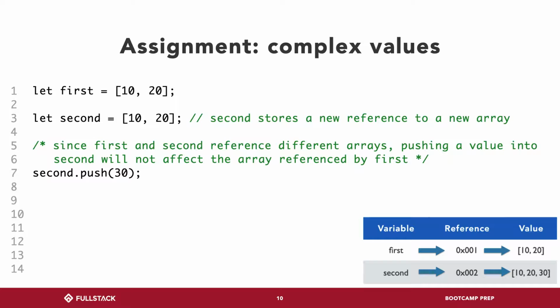Since first and second reference different arrays, pushing a value into second will not affect the array that's referenced in first. So if I do second.push, second is pointing to something that lives at 002, right? Not at 001. First is pointing to something that lives at 001, so the array that lives there will not be affected. Only the one at second will. Does that make sense? Is anyone confused?